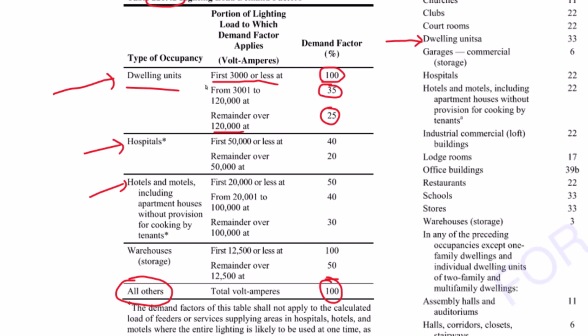And the reason for that is because NEC believes that typically for the volt amperes to exceed that first 3,000, it's not going to happen very frequently. So that's why you get these demand factors that can be applied. So you don't use the full 100% load of that. And then as it gets even higher, NEC believes that even less of that portion would be used, and that's why you take a demand factor of 25% of anything over that 120,000 volt amperes.